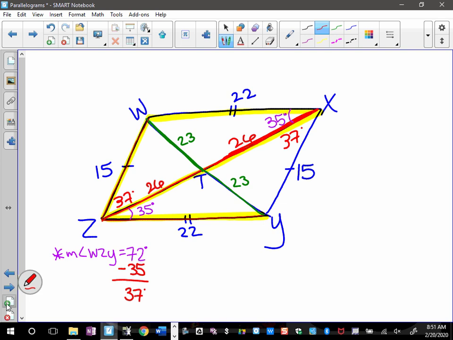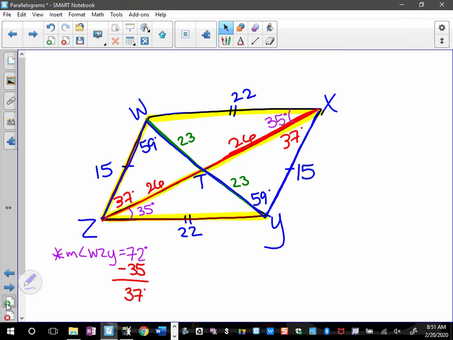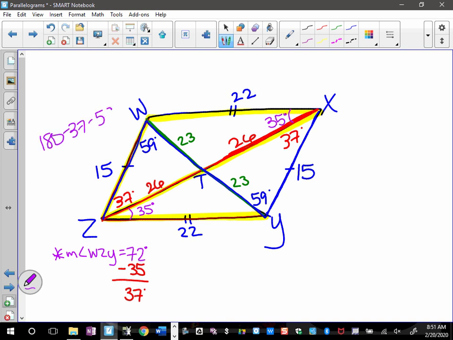And finally they tell us ZWT is 59. If I continue my Z, this is also 59. Lastly, if I want to know those kind of middle angles, I can figure that out too. 180 minus 37 minus 59 can help get me kind of that one angle that I need. If I subtract those, I have 180 minus 37 minus 59. I have 84.